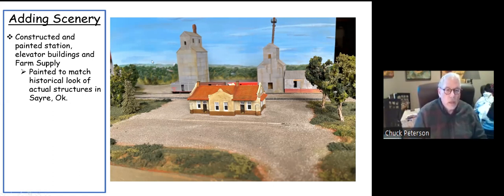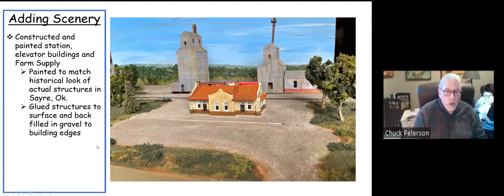The other elevators were again painted to look similar to what the Oscar Ewing elevators looked like out there in Sayre. Okay, we glued the structures to the surface and then backfilled the gravel up to the edge of the building, so that they blended in very nicely with the rest of the parking lot.